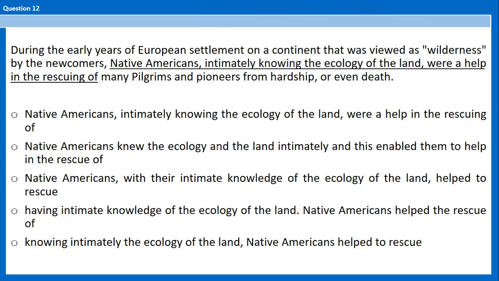Question number 12. During the early years of European settlement on a continent that was viewed as wilderness by the newcomers, that whole thing is a modifier. And my subject is right after the comma. Native Americans, then a modifier, intimately knowing the ecology of the land, and then you need a verb. Native Americans were a help. And that's awkward. They were a help? No, they helped. Okay, they were a help in the rescuing of. That's also not idiomatic.